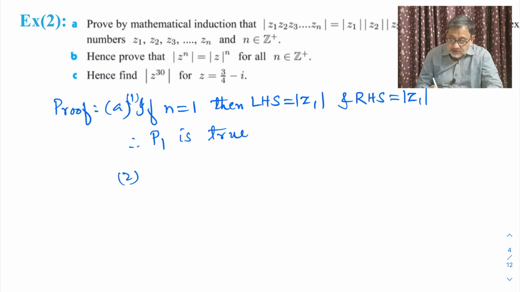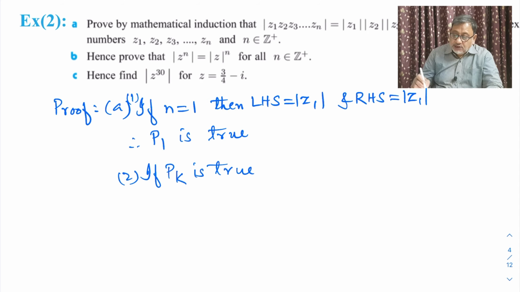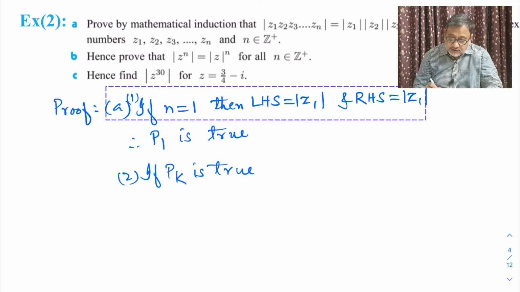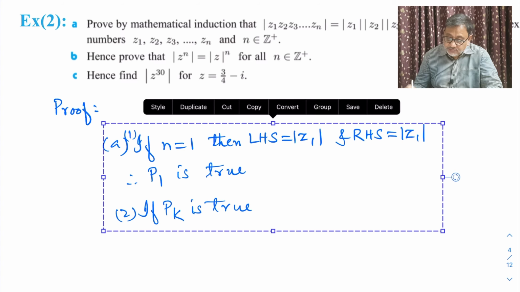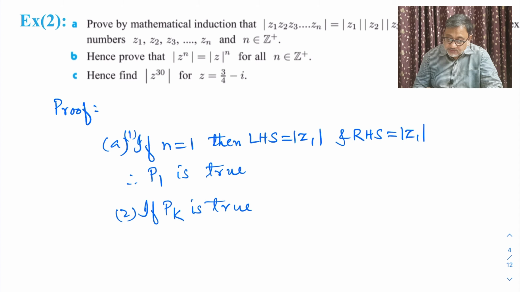Now second step, if P of k is true, actually I should declare it as P of n, isn't it? So let me write here, I will show you one more step, let me write here, because the statement I should write as P of k.